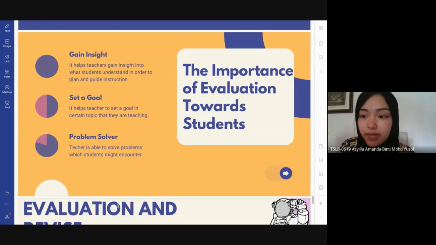And the next one is teacher can set a goal. So why can the teacher set a goal through evaluation? Because in the teaching and learning process, evaluation can be used as an assessment of what they will achieve towards the benchmark. So if evaluation is used, the teacher can set a goal in the teaching and learning process that they will be doing. And the last one is the problem solver.